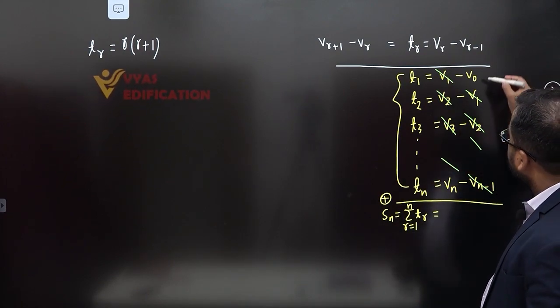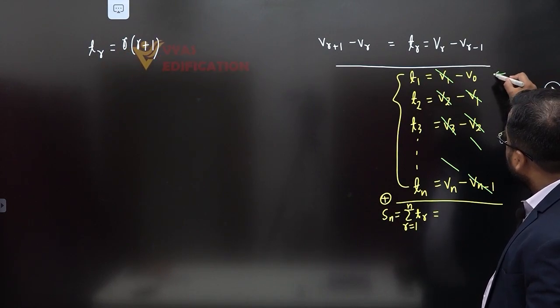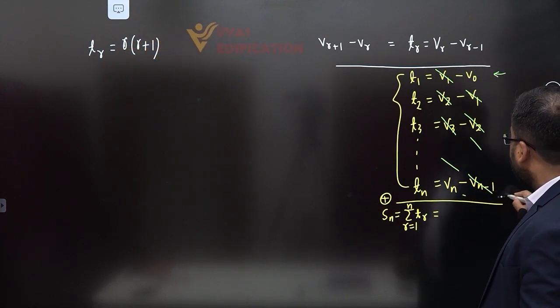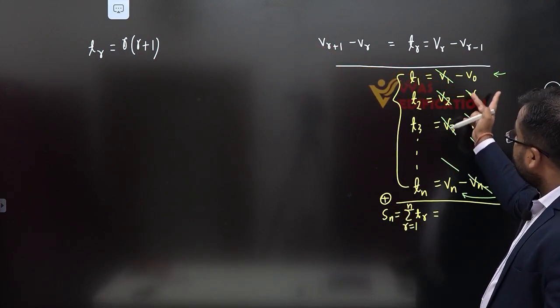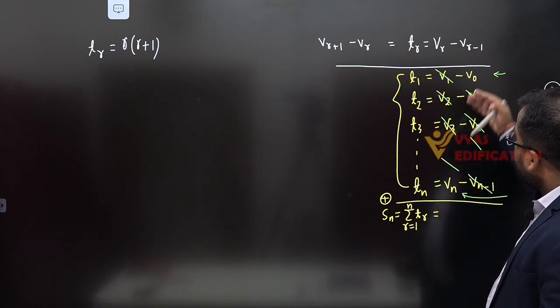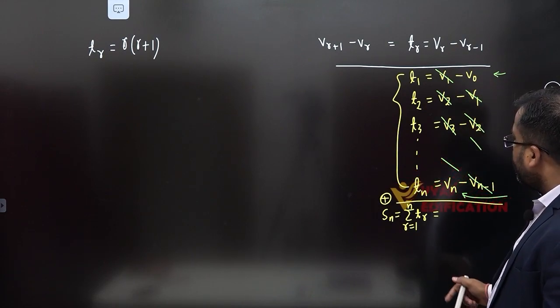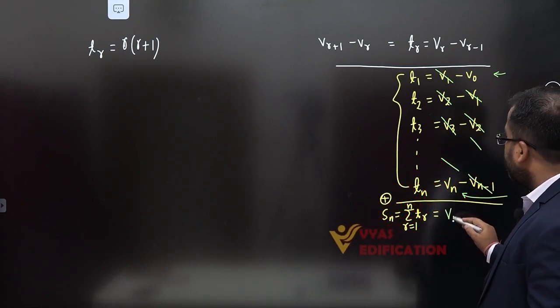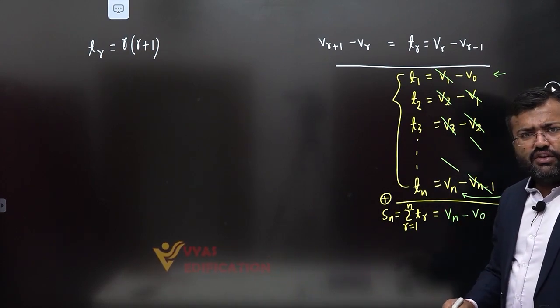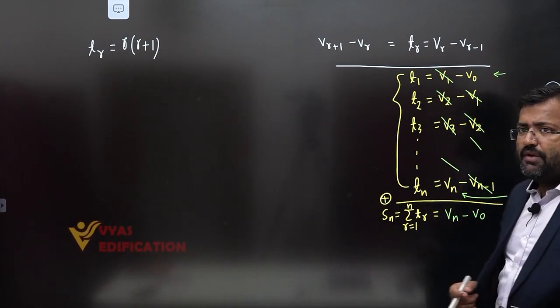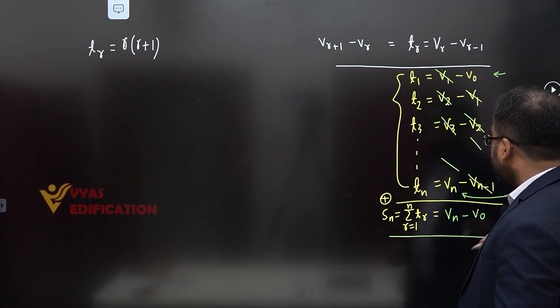What remains is, from this particular term, this remains, and from here, this particular thing remains, right? So with the difference of two consecutive terms, they get cancelled on adding, and what you get is Vn minus V0 at the end, which is pretty simple, don't you think so? So this is how we can find the summation.